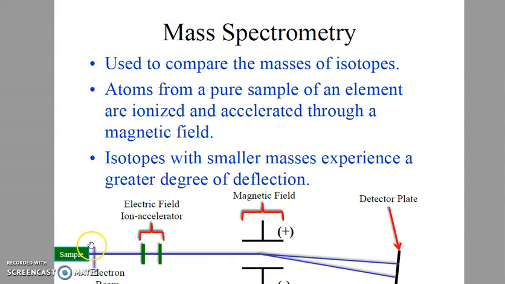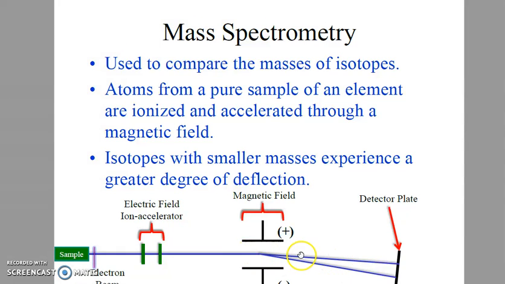So you can see here, we're going to put the sample in, and then we're going to shoot it with an electron beam. That electron beam is going to ionize the sample, give it a charge, and then we're going to put it through an accelerator. That's going to speed it up. So we're basically throwing the atom. As we throw it, it goes through a magnetic field. Now that we've ionized it, it's now positive. So when it comes through the magnetic field, it's going to turn toward the negative side.